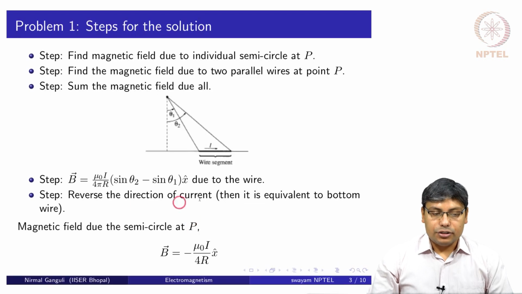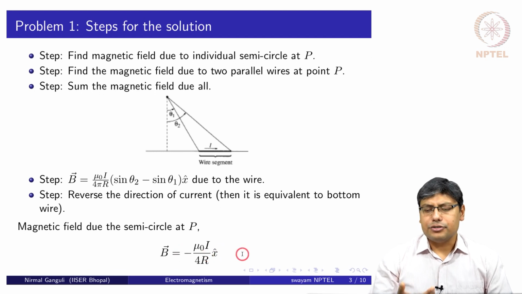Okay, here is the solution to the problem. The magnetic field due to the semicircle at the point of observation P can be given as B equals minus mu naught I over 4 R x cap. So it is along the minus x cap direction, and it is the usual expression for the magnetic field for a semicircular loop.